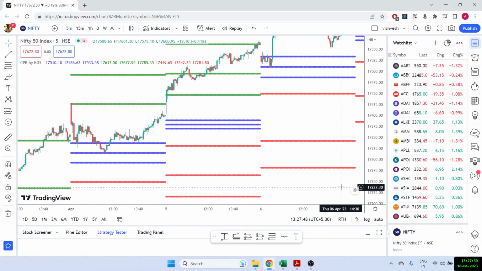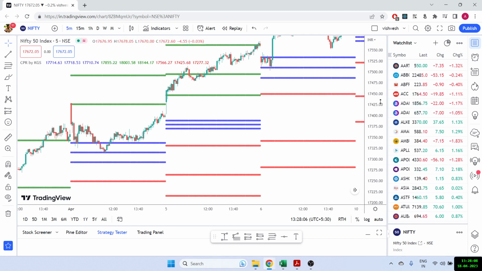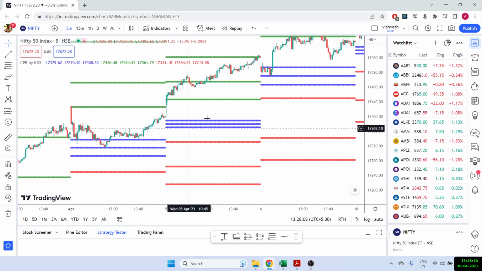So today I'm going to show you an intraday strategy in which we are going to use the central pivot range, CPR, and this is a trend following system. Using this CPR we will get an entry in which we are expecting a directional move. So in this, basically, what we are looking for, as you would know, is a CPR.